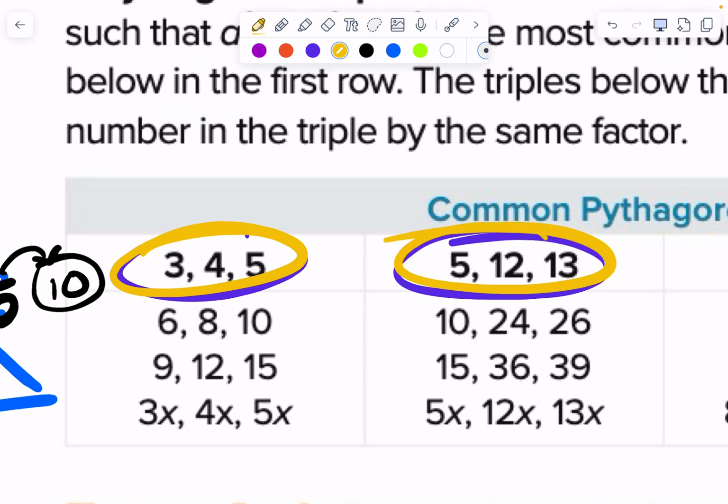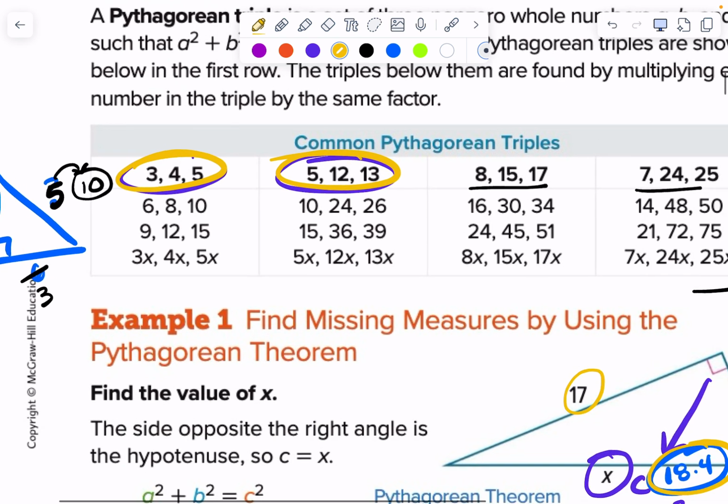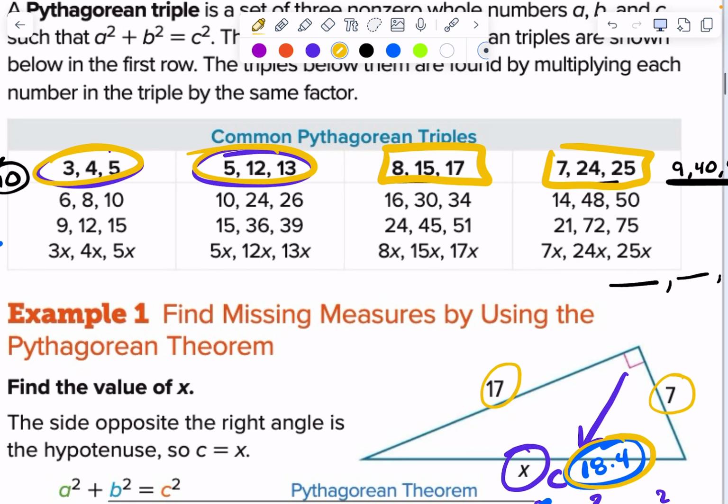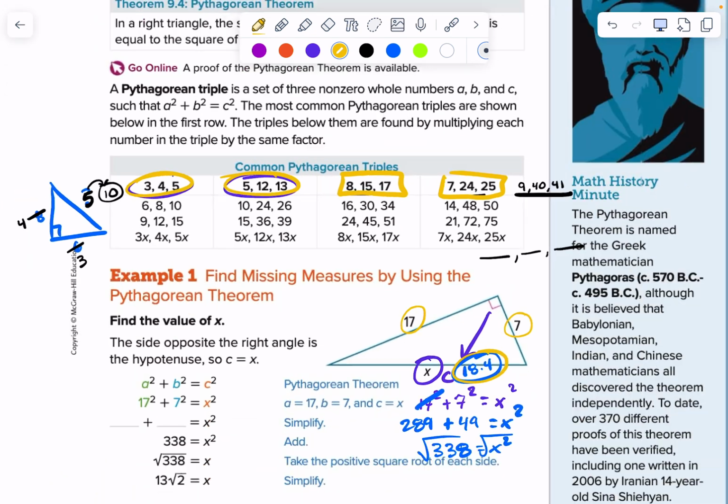I will ask you those again, probably every day for the rest of chapter 8 or chapter 9. Got it? Memorize those. Bonus points if you can remember these two. I think I might ask you that on a test. Get to memorizing them now. 8, 15, 17, 7, 24, 25. Maybe that might be a good bonus question, okay?